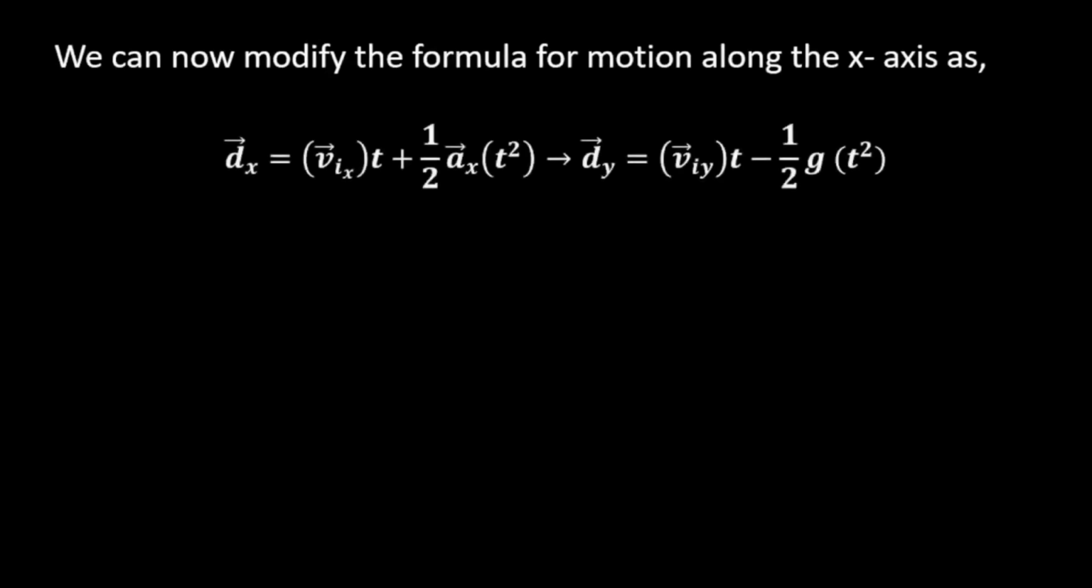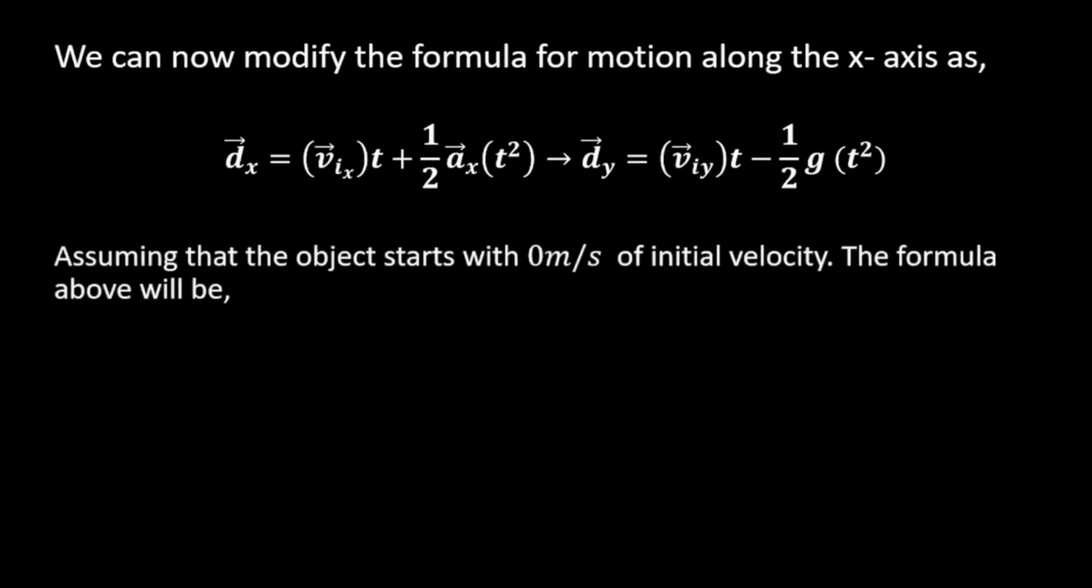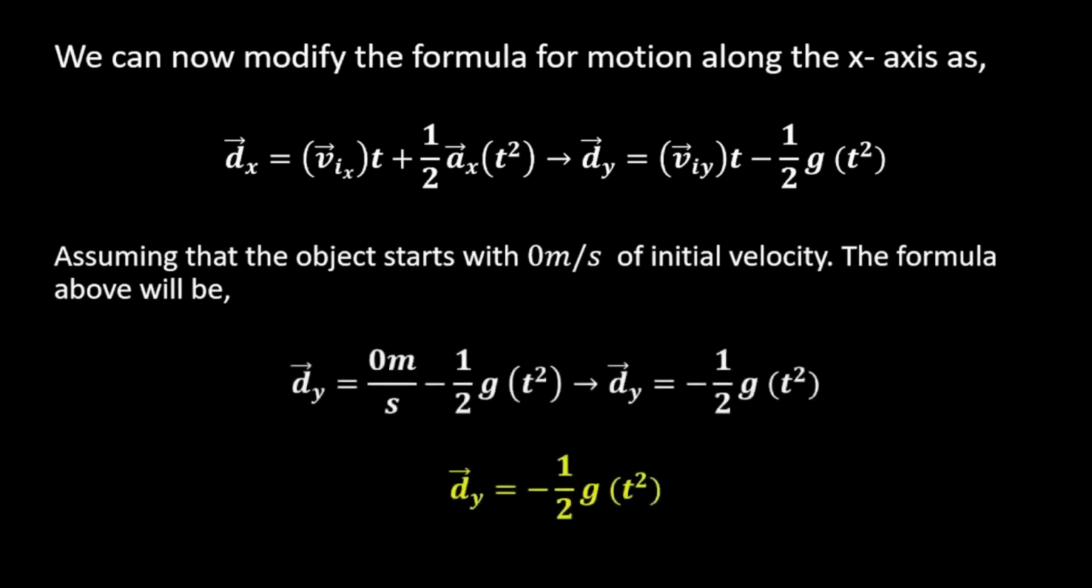We can now modify the formula for motion along the x-axis. Remember that the directed distance along the x-axis is equal to initial velocity v sub x times time plus 1/2 times a sub x times t squared. This will be transformed to d sub y is equal to initial velocity times time minus 1/2 g t squared. Assuming that the object starts with an initial velocity of 0 meters per second, the formula will be d sub y is equal to negative 1/2 g t squared. This is the formula for finding the directed distance along the y-axis if the initial velocity is equal to 0.